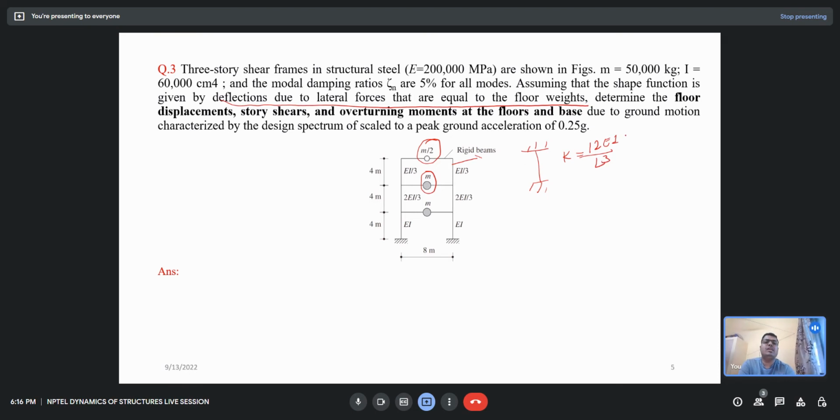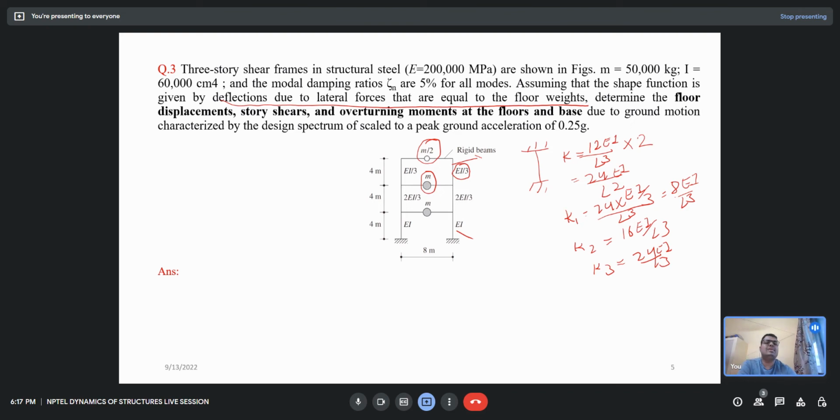So for the two column, I will multiply it with the 2. That will be the 24 EI by Lq. So for the first story, my EI is EI by 3. So for the first story, that will become 24 into EI by 3 over Lq. So that will become 8 EI by Lq. So in the second case, my stiffness is doubled. So that will become k2 is equal to 16 EI by Lq. And in the third or the first story, this one, that will become 24 EI by Lq.